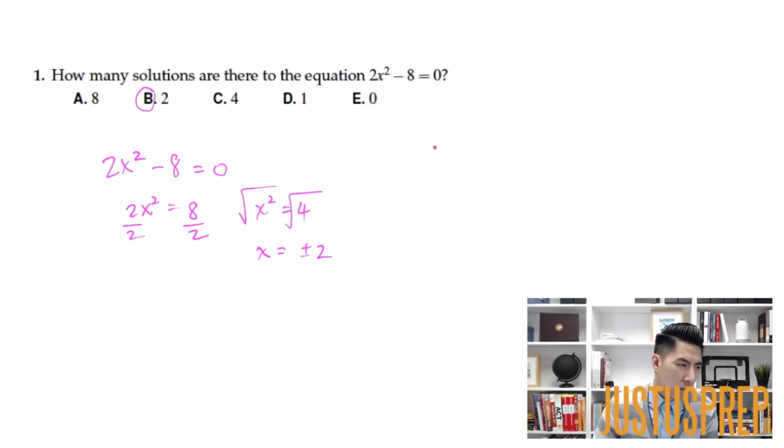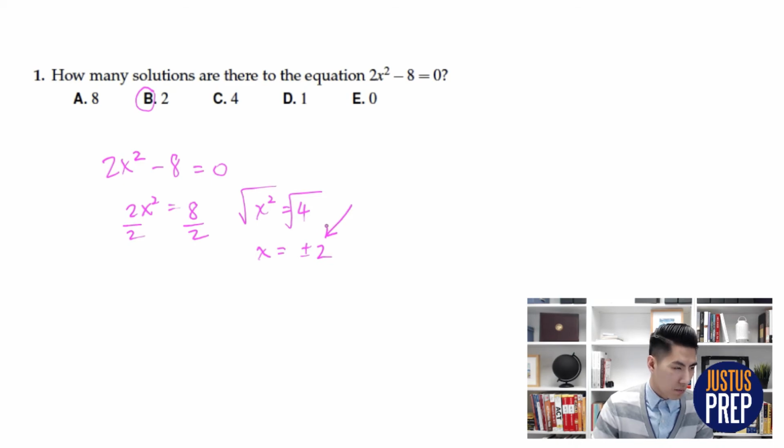Now there's another way to do this. I think that this step right here, going from x squared equals 4 to x equals plus and minus 2, might be the most tricky or most challenging step. I think students just assume that it's just positive 2 and not positive and negative 2. There's a way to do this to ensure that you're going to get 2 answers.